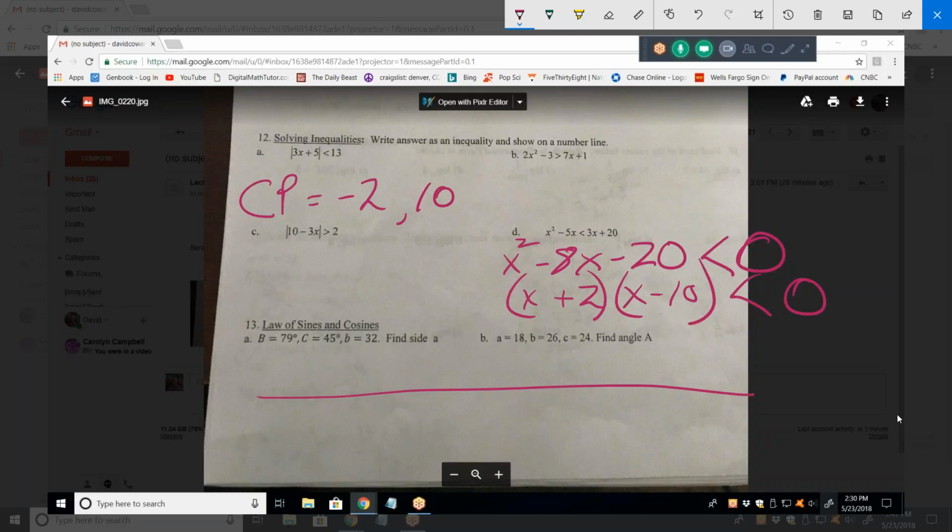Notice that I don't label 0 on this thing. I don't really like the label 0. 0 is not a key point. If 0 was a key point, I'd put it on there, but it's not. Now the only thing I have to do is test to the left of -2. I got to test between the two numbers, and I got to test to the right of 10. So, what next? Test on the left of -2. Okay, pick a number. -3. Okay.